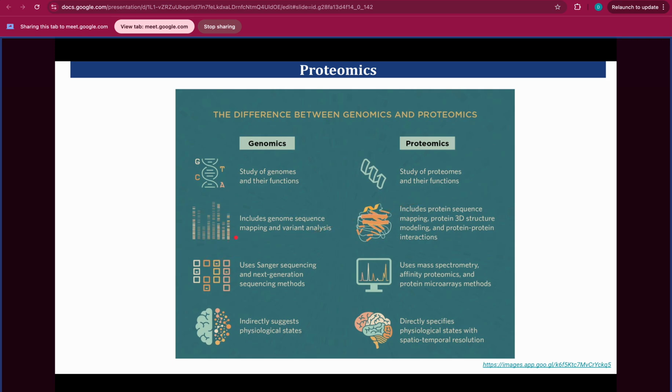In genomics, we deal with the genomic sequences, how the variants are present in the genomic sequences, whereas proteomics includes protein sequence mapping and also 3D structure modeling. At the genomic level we do not compare the DNA structures, but in proteomics we also take into account the structural comparisons of the proteins. So we do not just compare the protein sequences, we can also compare their structures and see what the structural changes between these proteins are.